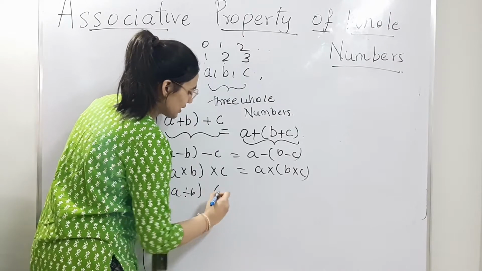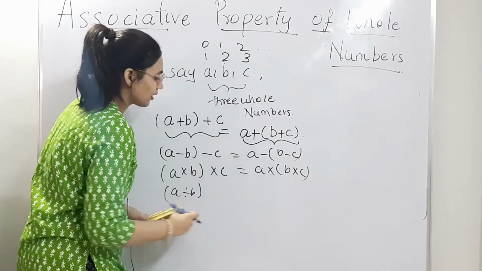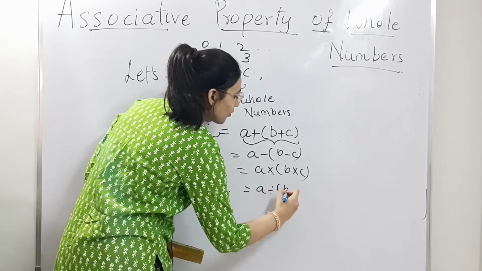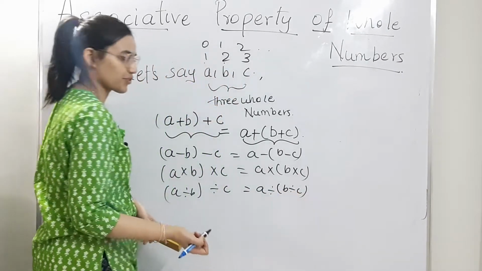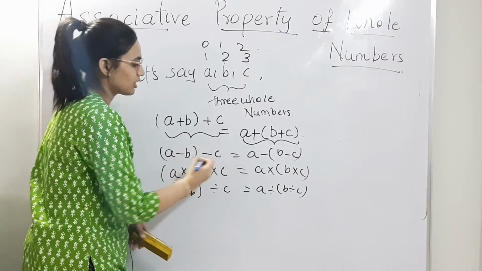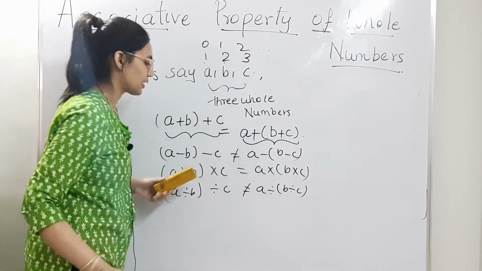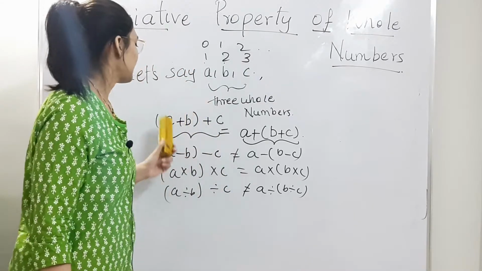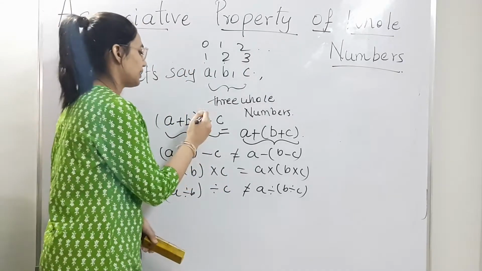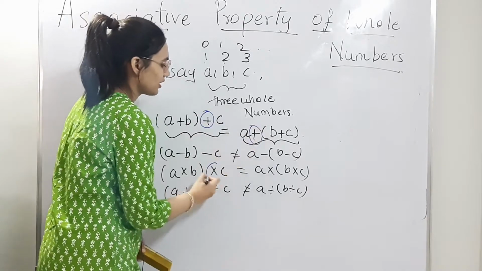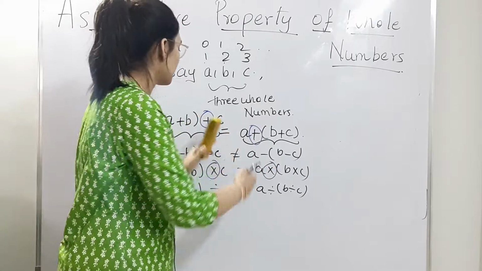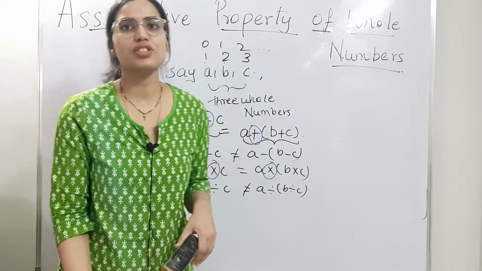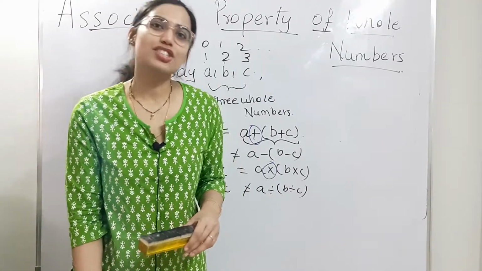But please remember that this property is valid for whole numbers for only a few operations. This property does not exist for subtraction and division. We will see now in depth why, but it definitely exists for addition and multiplication. So we will see all these operations now and see whether it is defined and applicable for these operations or not.